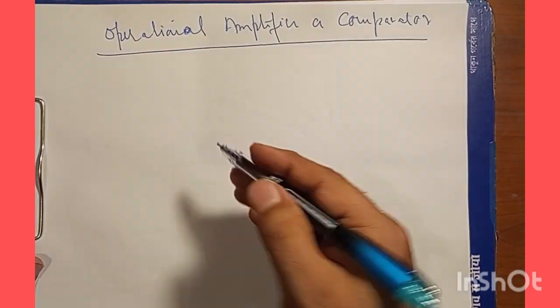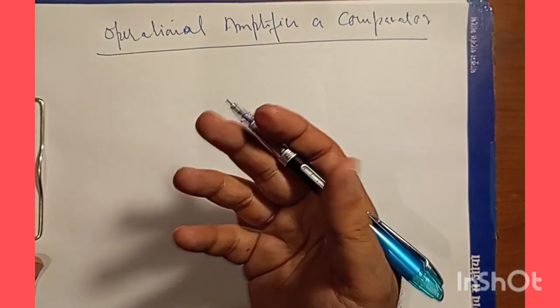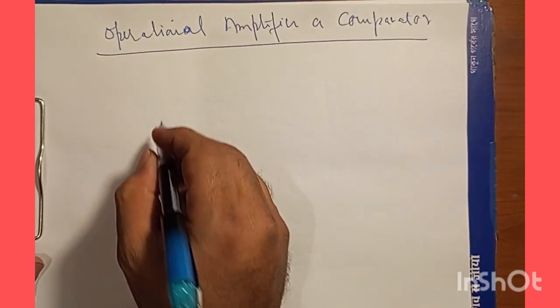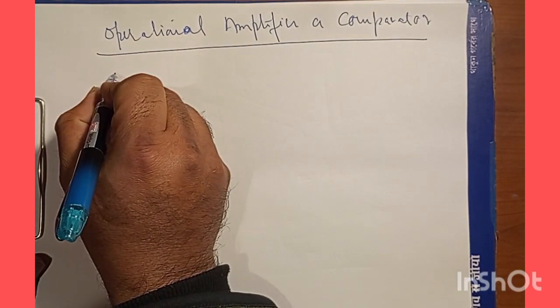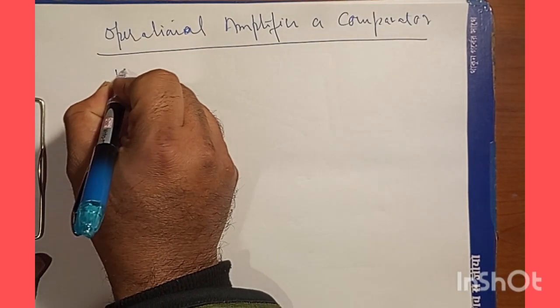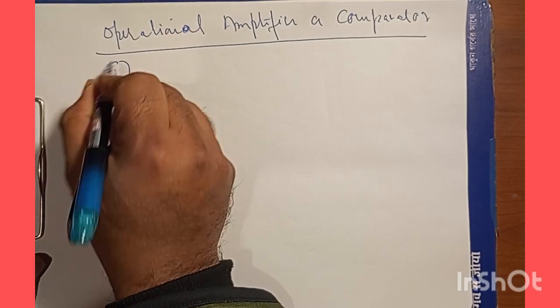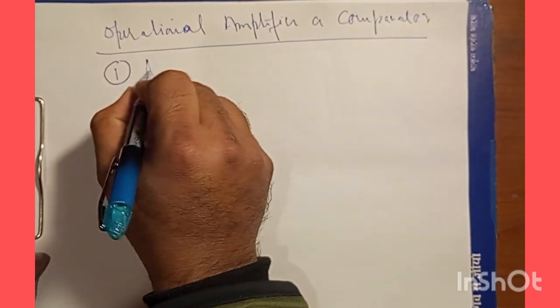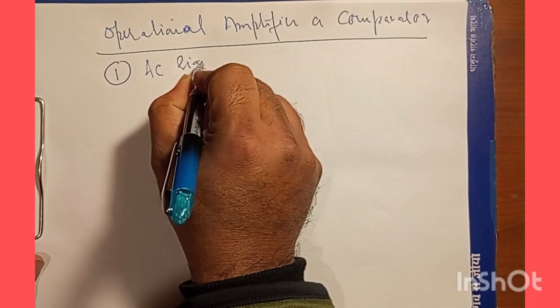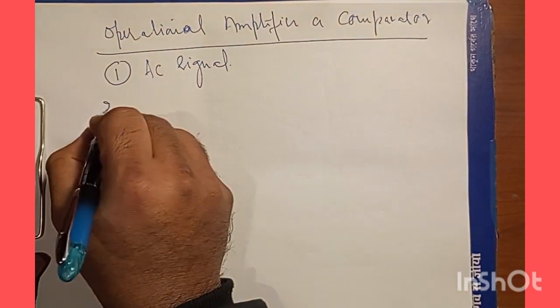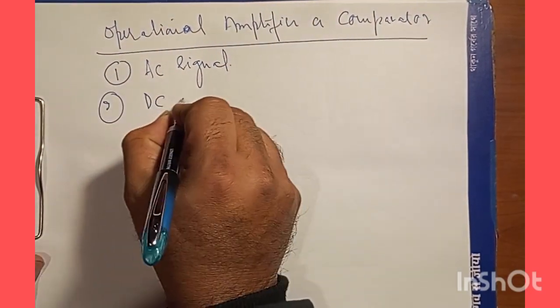Now, comparator, the name itself suggests that you are going to compare, and what you are going to compare is some AC signal with DC signal.